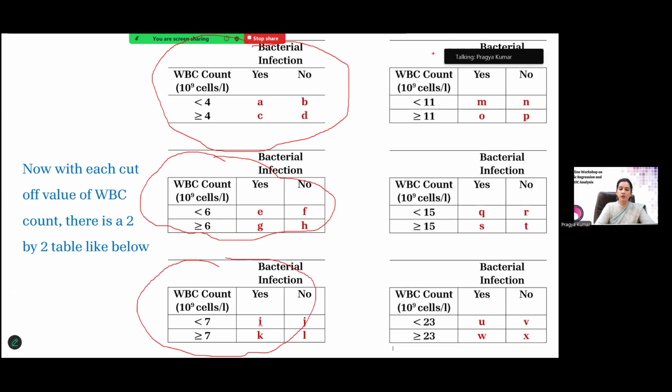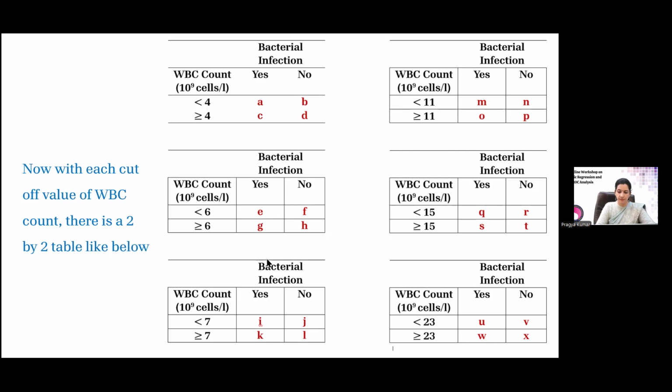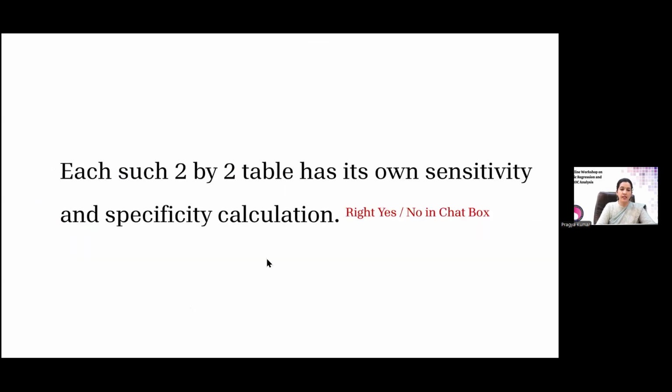And if you have gone through the article that we shared, they have also done the same. They have given a huge table at the end, because at each cutoff they have suggested the sensitivity and specificity. So all these 6 2x2 tables they have performed, and each 2x2 table will have its own sensitivity and specificity. Yes, are you convinced?